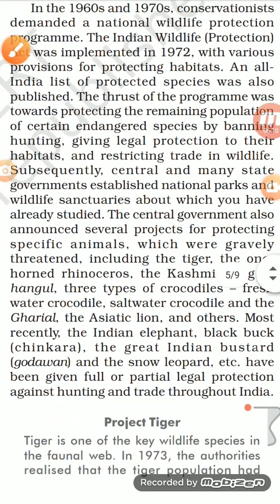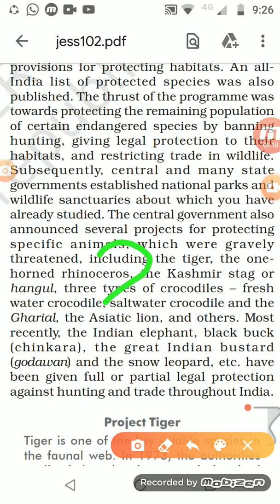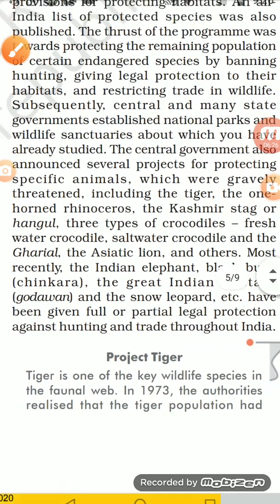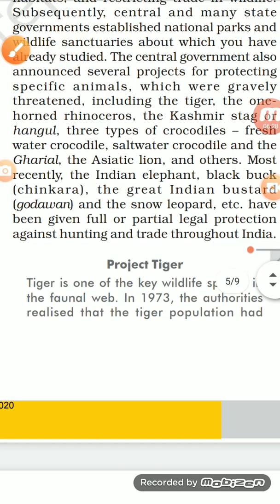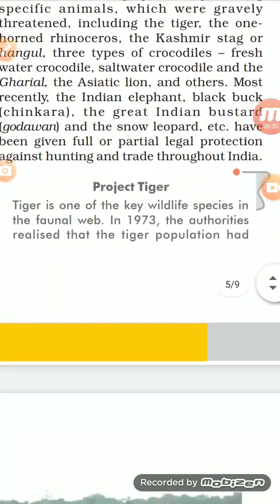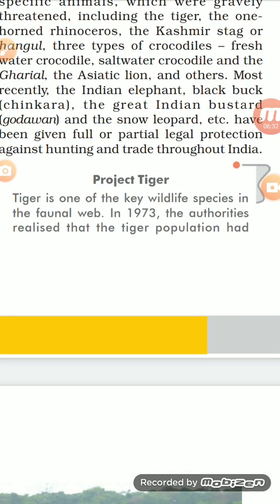Now the endangered species, the names are given here. You have to remember at least two. Try to remember at least two examples. Okay, try to make sure you remember the names of two animals which are on the brink of extinction. Now, children, the next topic here is Project Tiger.